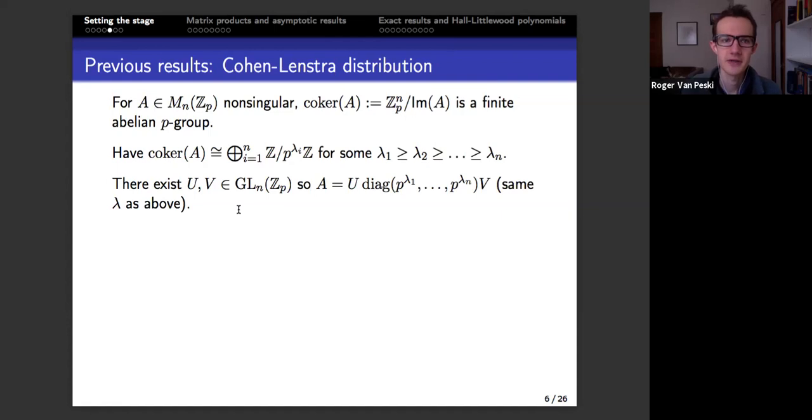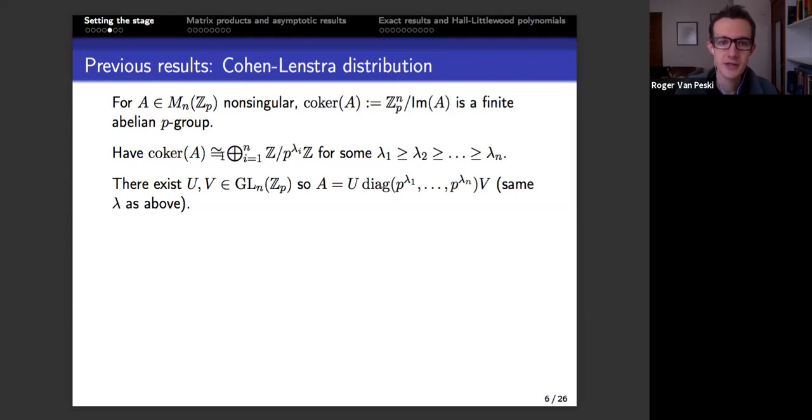In usual random matrix theory, you want to study eigenvalues or singular values typically. So what's the analog here? If I have some matrix in M_n(Z_p), let's say non-singular, then it's a map from Z_p^n to Z_p^n. So it has some image, which is going to be just some submodule of Z_p^n. And the quotient then will be a finite abelian p-group. This is called the cokernel of A. So to each of these non-singular matrices, you have a finite abelian p-group associated to it.